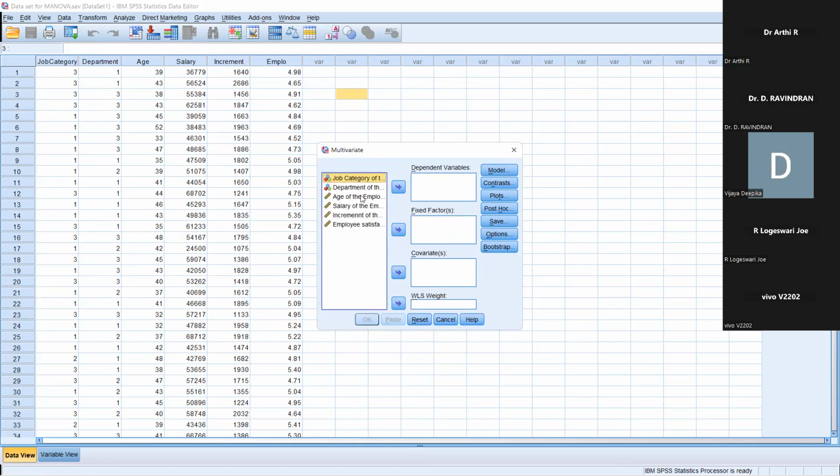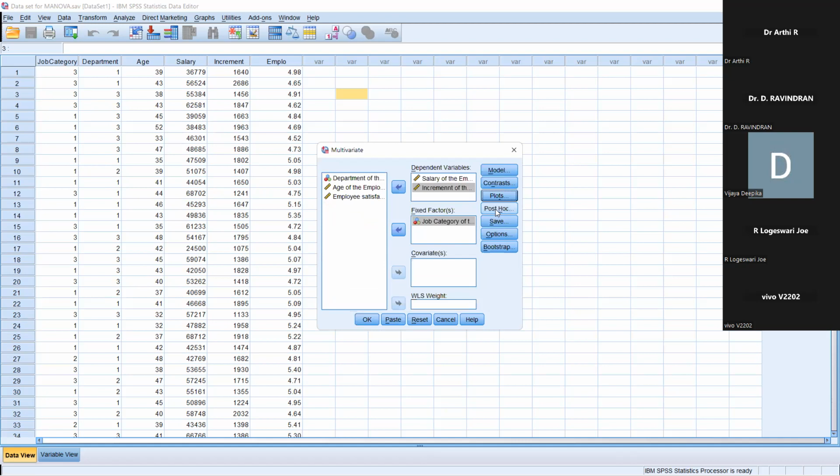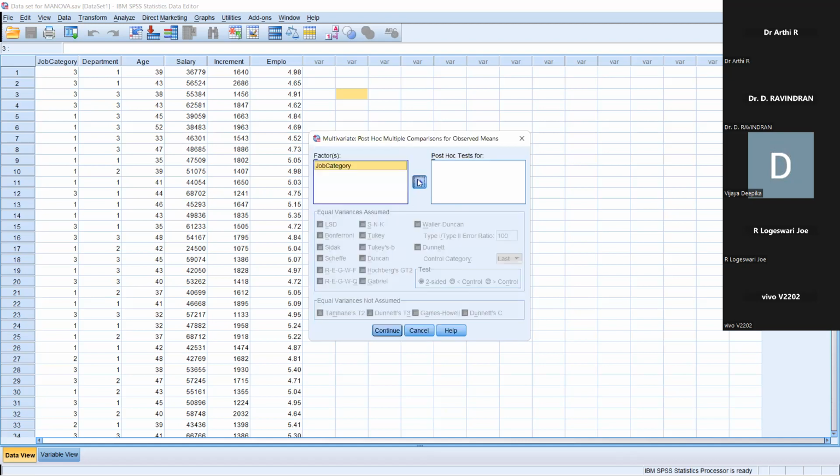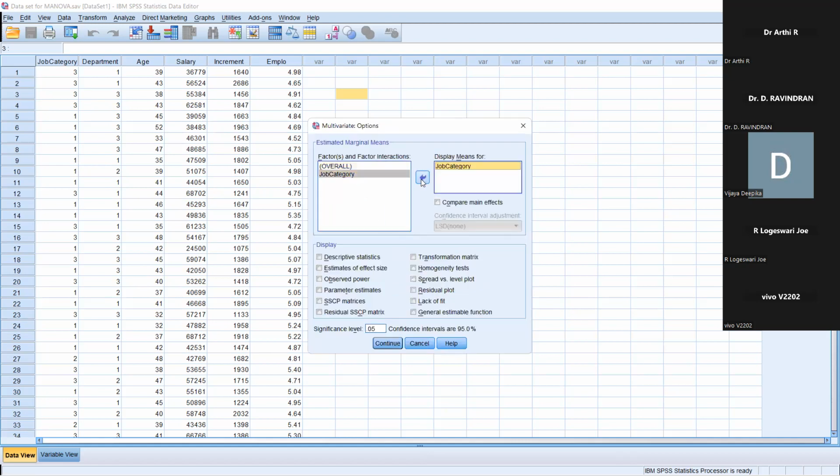So now I'm going to put salary, increment. I can also try out with employee. Let me put only two. Then job category into fixed factors. Go to plots, horizontal, add, continue, post-doc, QP, continue, options, job category.